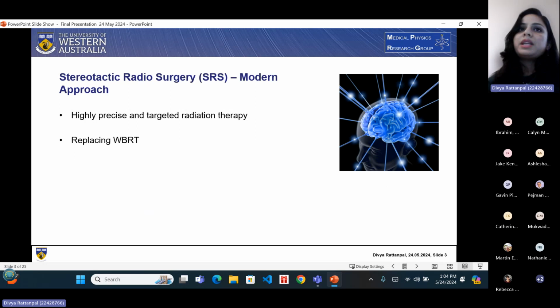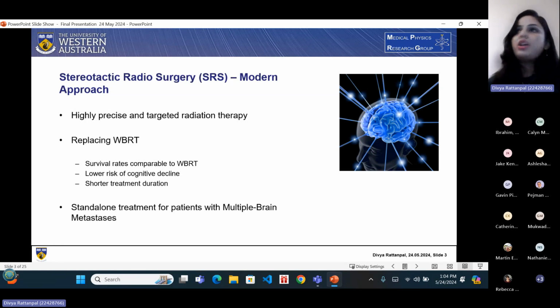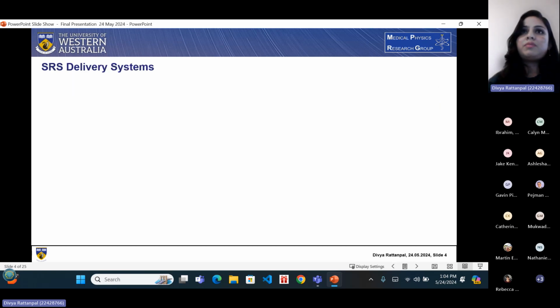It is replacing the traditionally used whole brain radiation therapy, as it offers survival rates comparable to whole brain radiation therapy with reduced risk of cognitive decline and shorter treatment duration. And stereotactic radiosurgery is the only standalone treatment benefiting patients suffering from multiple brain metastases.